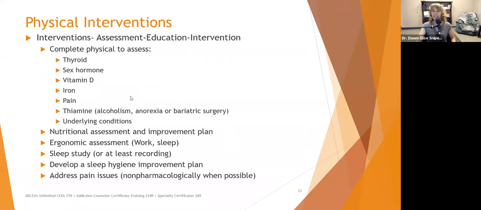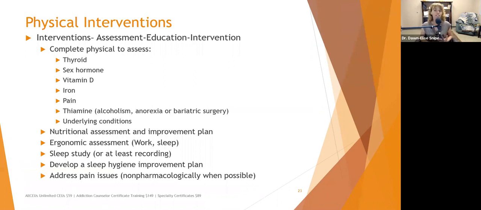Physical interventions: assessment, education, and intervention. We want to find out what's causing it. We want to educate clients about why it's important to address these things, because they may be going, I came to you because I'm depressed. Why are you sending me to the doctor for a blood test or the nutritionist to evaluate my diet? We want to educate them. And then we want to apply or come up with an intervention to help them address those areas, those threads in their blanket that they can start pulling in order to start feeling better.